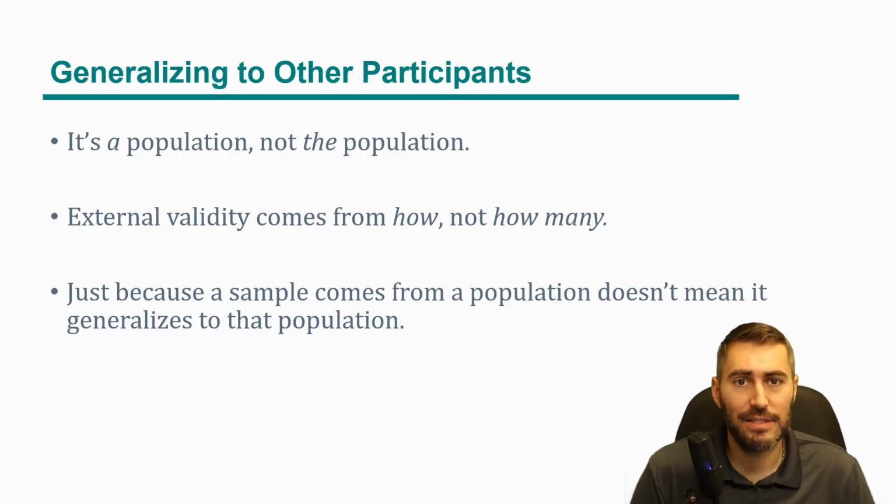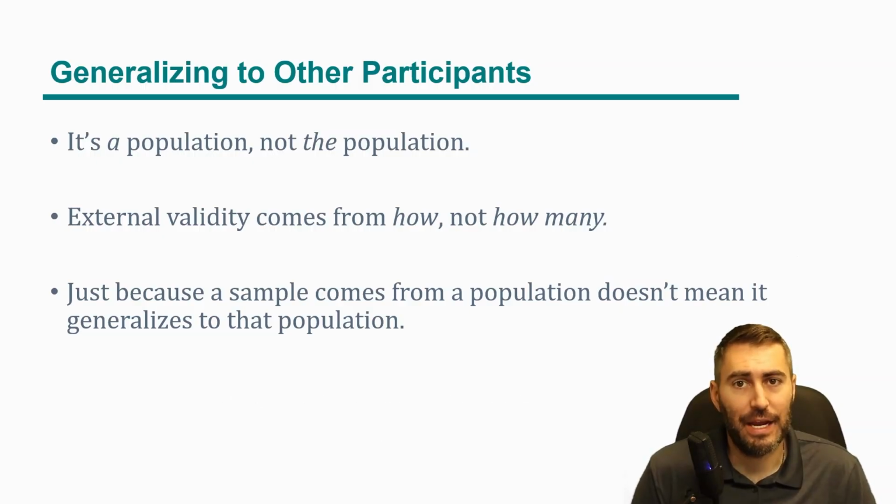That would be the population. We are referring to a population of interest, the population to which we would like results to generalize. It might be freshmen at your university or fifth grade teachers in El Paso, Texas. External validity comes from how, not how many.